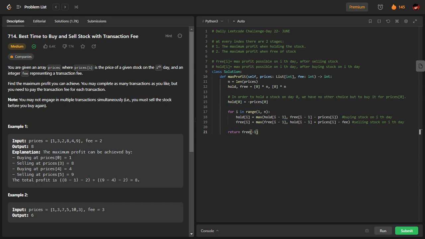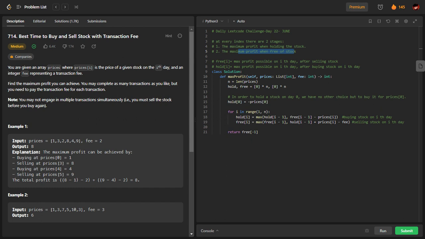So basically, at each stage, at each index of the transaction, we basically have two options. Either keep holding the stock, or the other point is we can free the stock. There are two options always in front of us. First, suppose we are already holding a stock, we can keep holding it. We need not do anything with it, just let it be like that. The other option is to sell the stock and get some profit out of it.